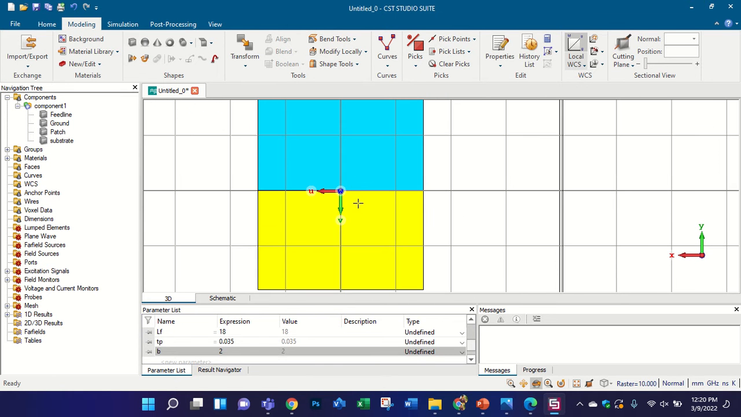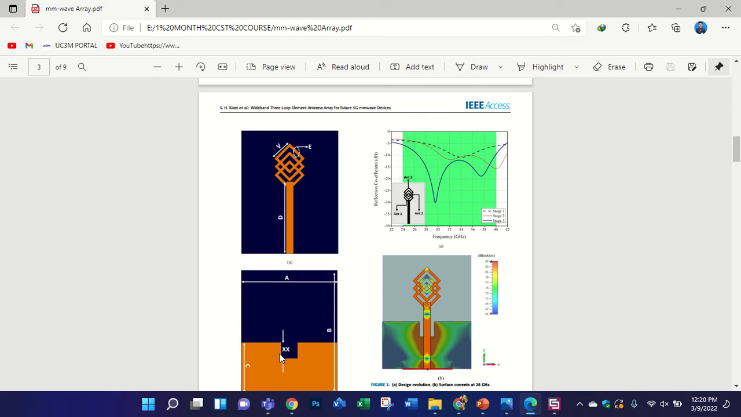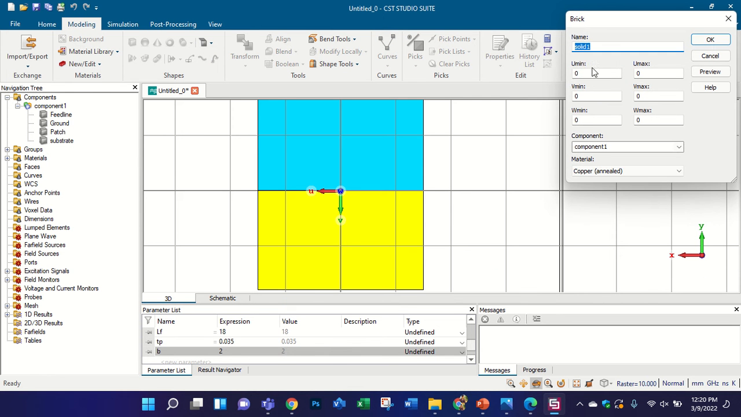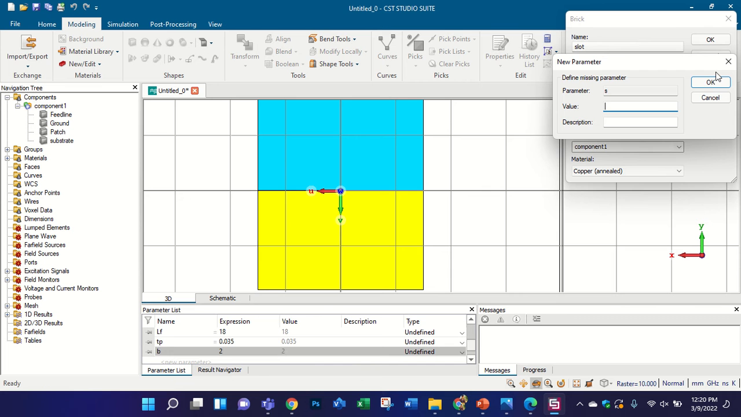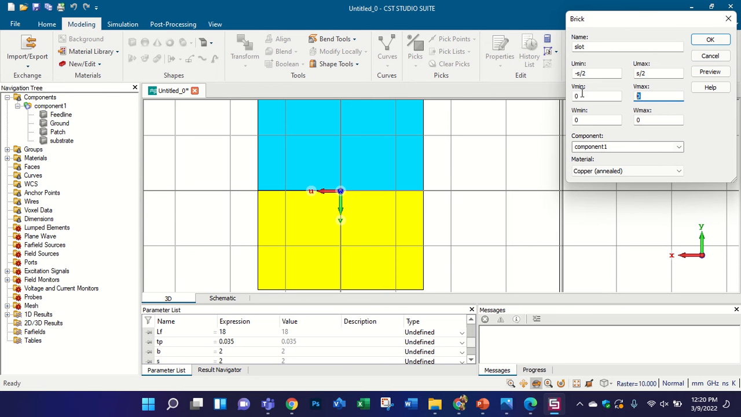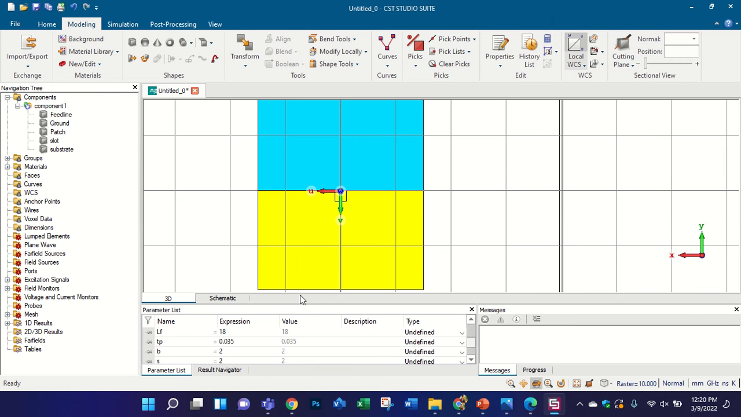Now move your WCS to this point to cut from this point. This is a slot, slot s by 2. What is the slot width? I can take 2, and in the downward direction, suppose 2. I click minus tp. Like this. Let's increase the size of the slot. I click 4.